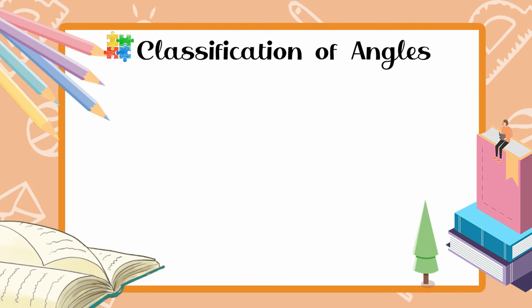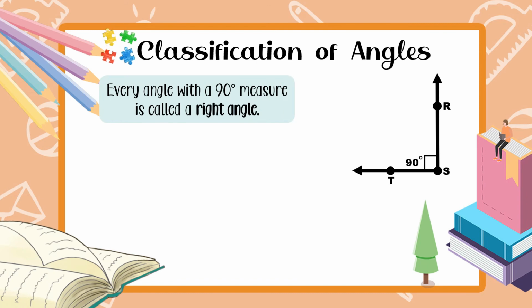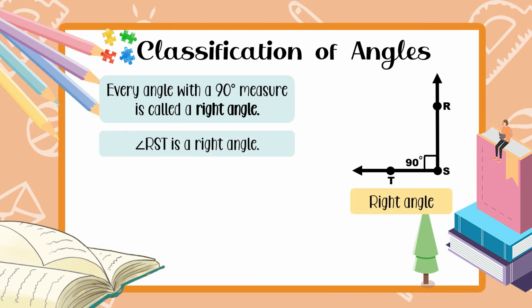is we have the classification of angles. So, we have three types of angles. And the first one is this kind of angle. So, ano kaya yung tawag sa angle na yan? Okay? This angle is what we call a right angle. So, every angle with 90 degrees measure is called a right angle. So, we have this figure here, and it is a right angle.